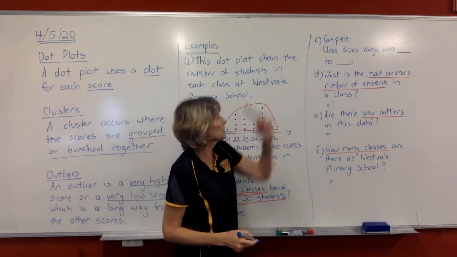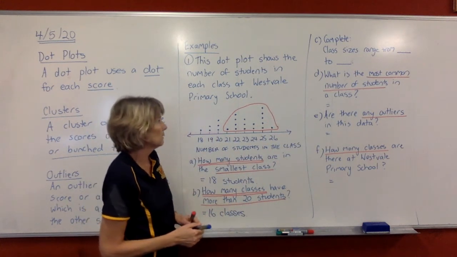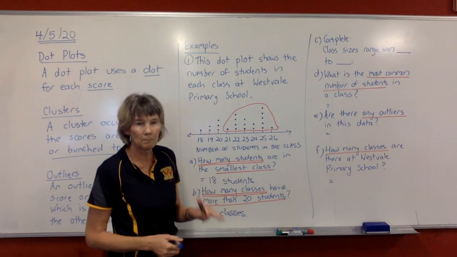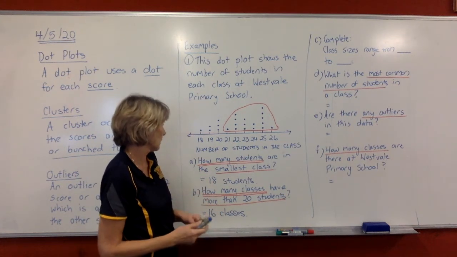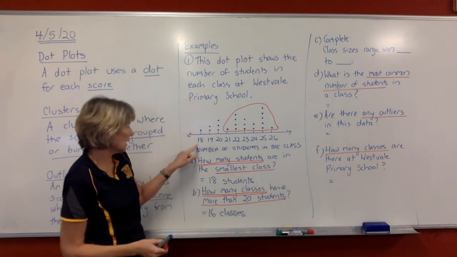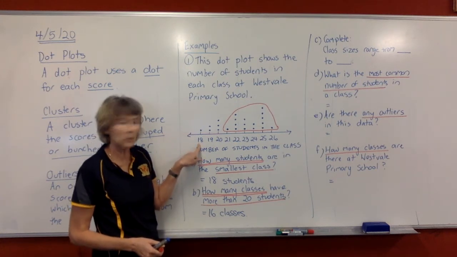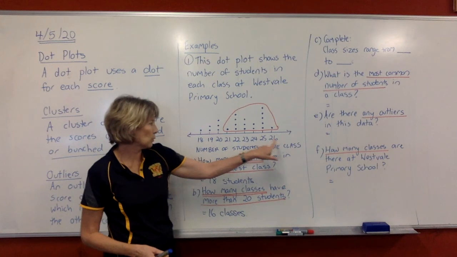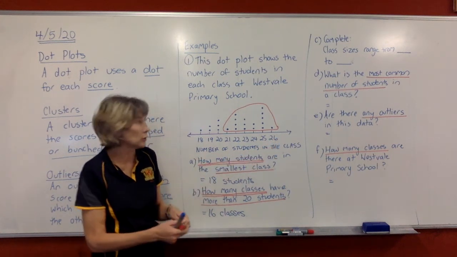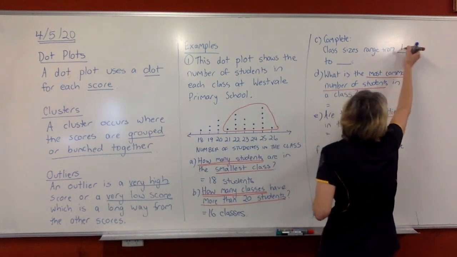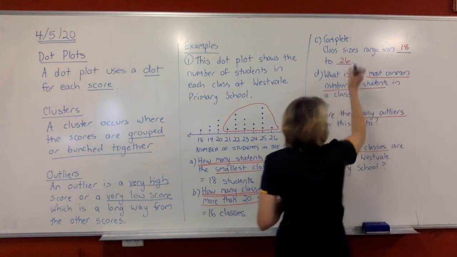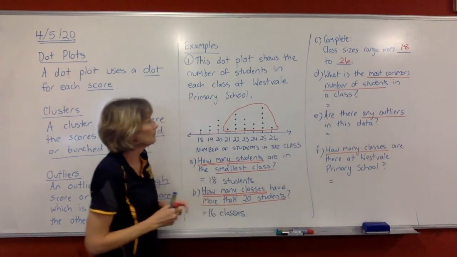All right, the next question says we're going to complete this statement. Class sizes range from something to something. Well, you can see that the class sizes are the number of students in the class. This is our smallest class with 18 students, and it goes all the way up to 26 students. So that's what we're going to write. They go from 18 to 26.